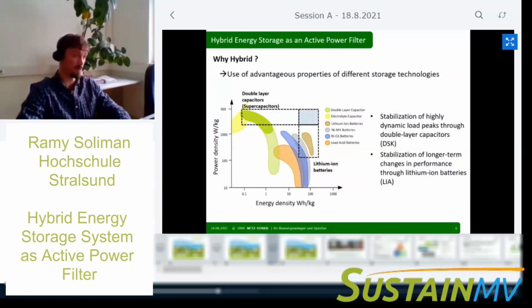For example, with hydrogen, you have high losses due to the heat. And of course, there are more properties to consider, like cycle life, lifespan, self-discharge, cost per kilowatt hour, and so on. But this is just a quick overview to get an understanding of our hybrid topology.